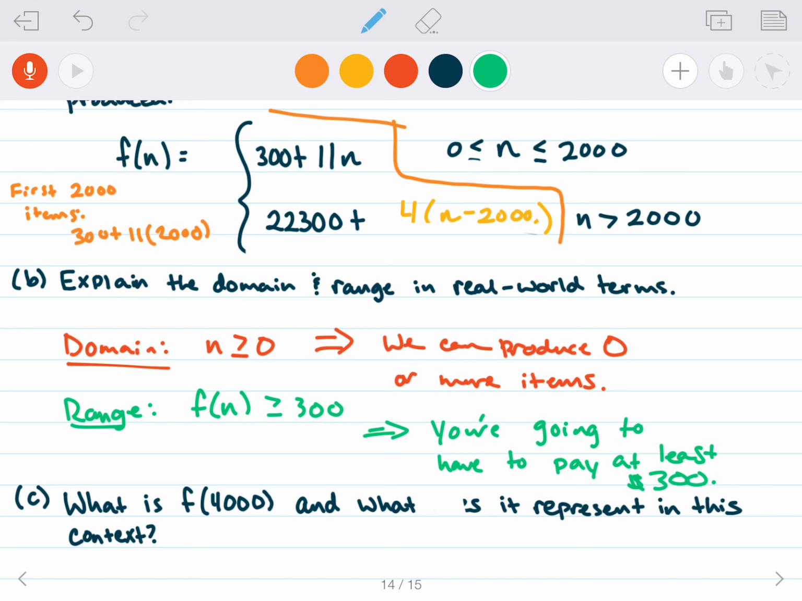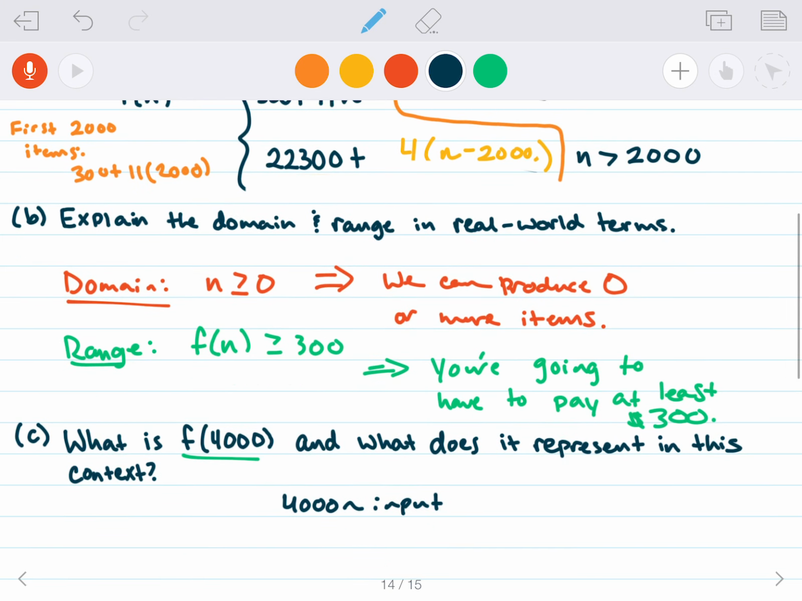Okay, so what is f of 4,000, and what does it represent in this situation? So 4,000 is going to be our items, right? Because it's our input. And the output is our cost. So f of 4,000 is going to be the cost of producing 4,000 items.